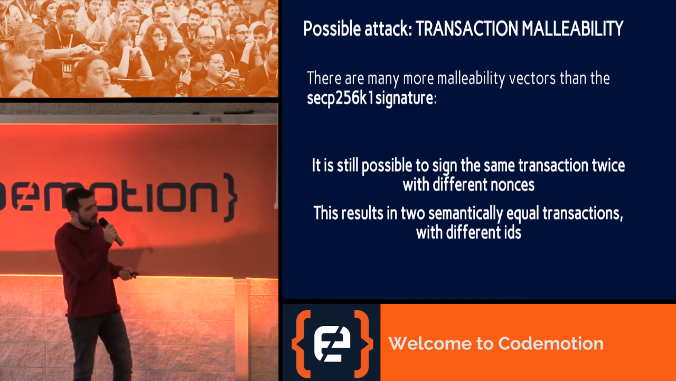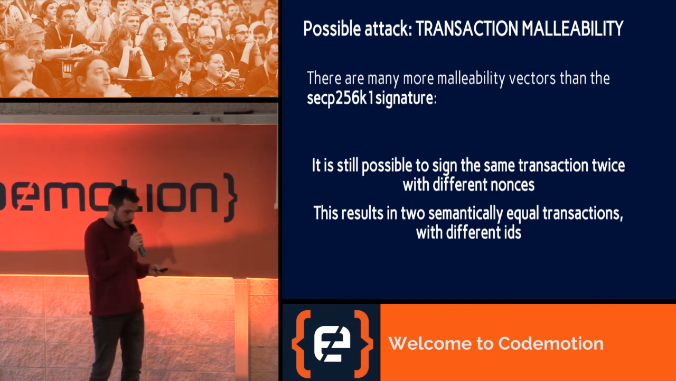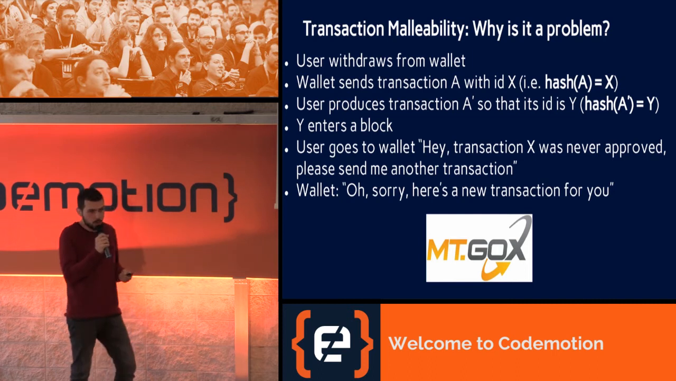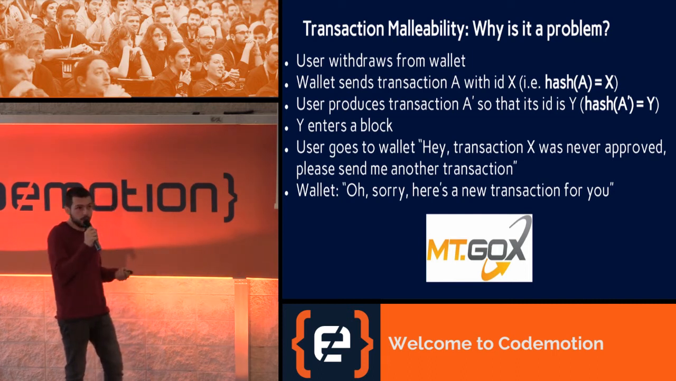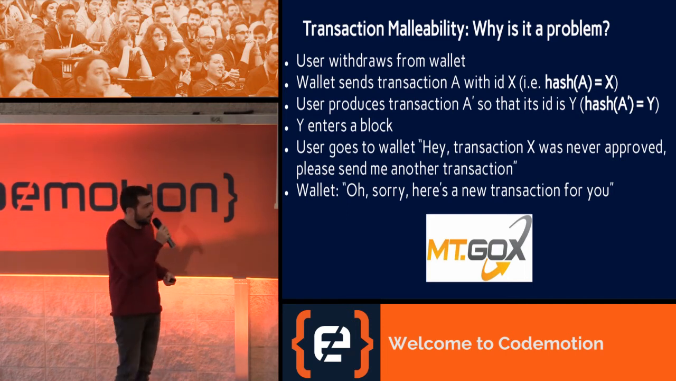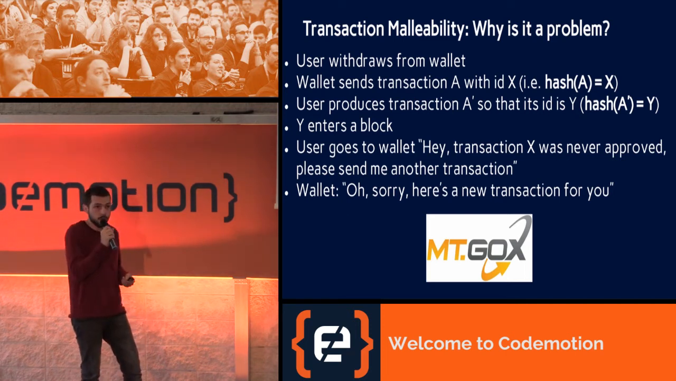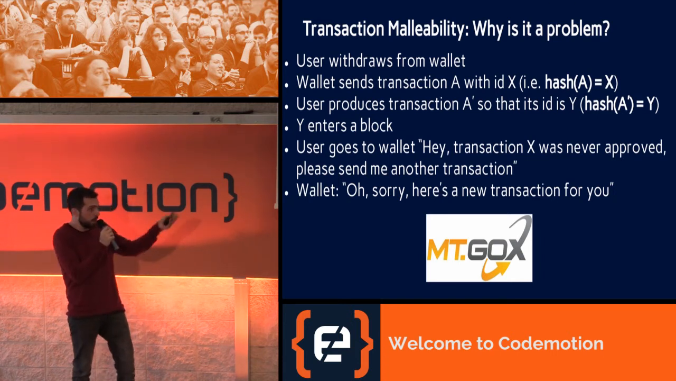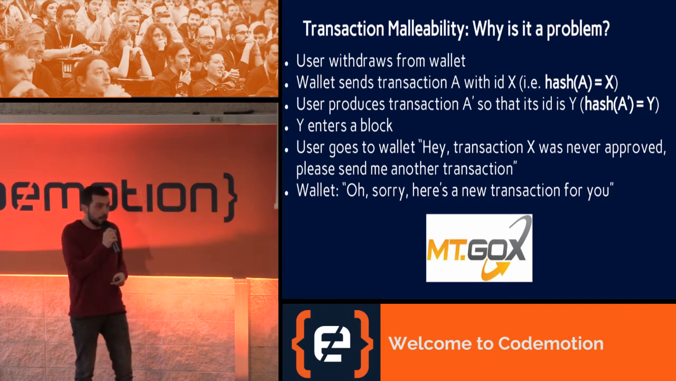Okay, so why was this malleability a problem? There were two main problems about this. One was actually a problem that could be solved just by having a bit of attention on your code. Since I could have two transactions that were identified by different identifiers, what happened was that, for instance, I had a wallet. I don't know if you remember MtGox or if you heard about that.